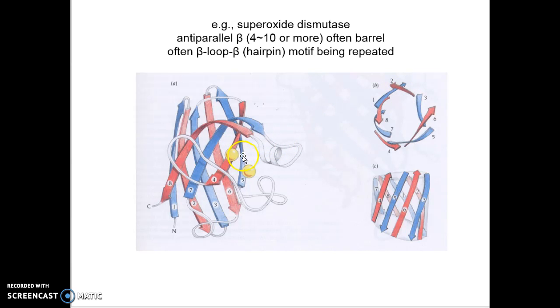This is the real protein. Betas are making a certain curvature. Basically, in this model, antiparallel betas range from 4 to 10, or sometimes more than 10. They often make a barrel shape, and the basic motif in this structure will be beta loop beta.